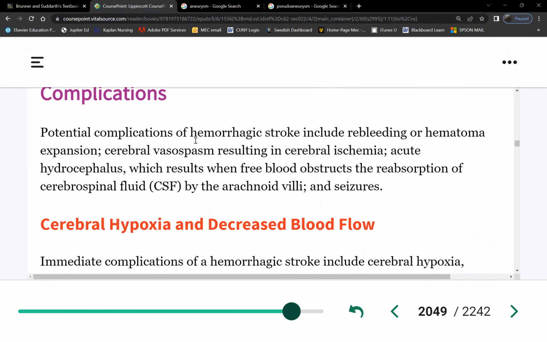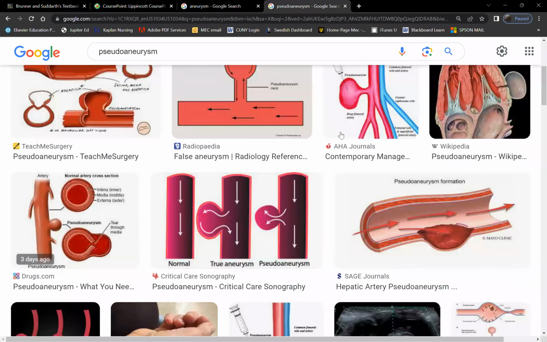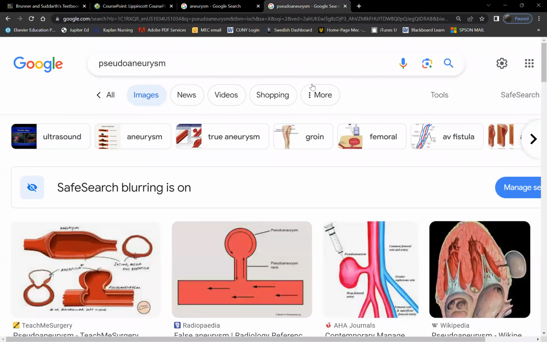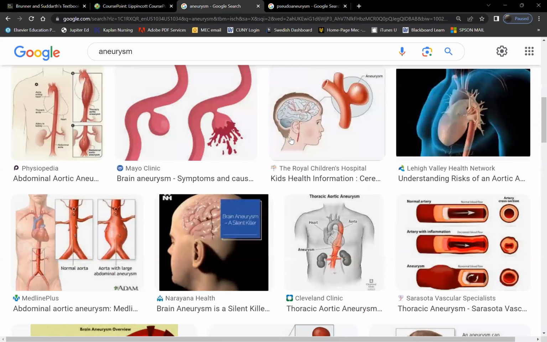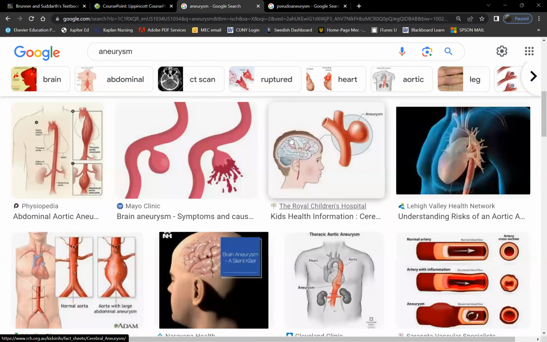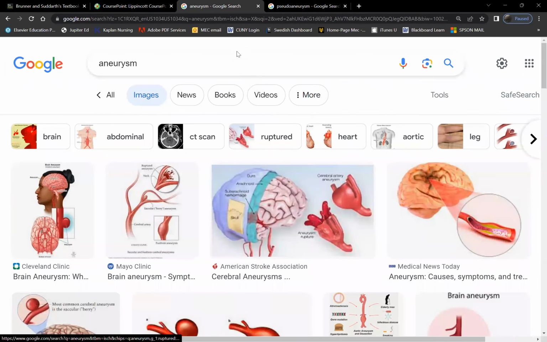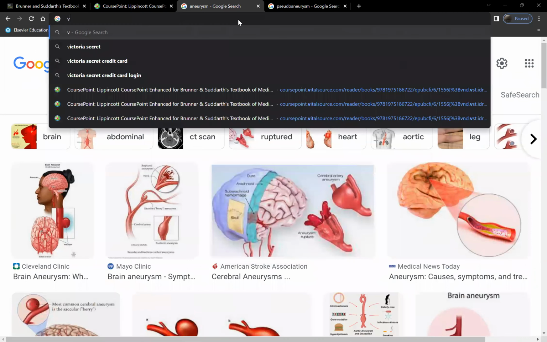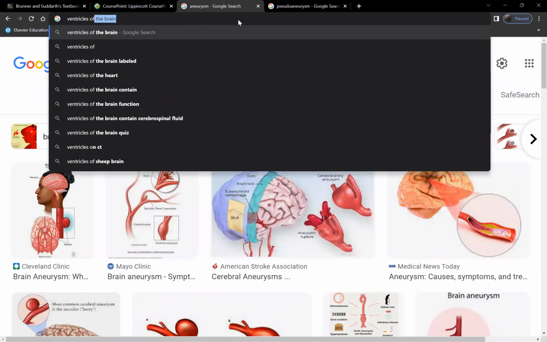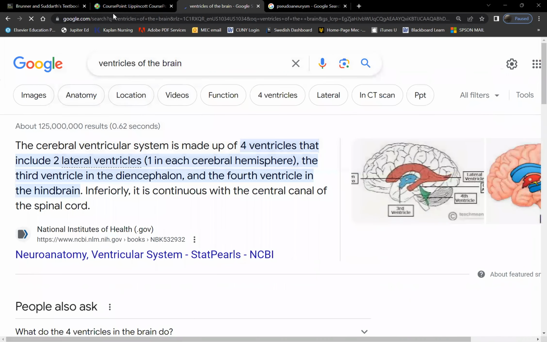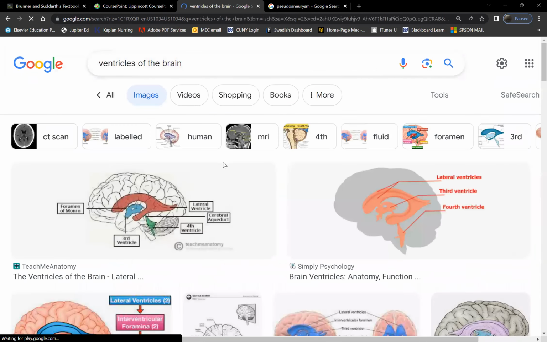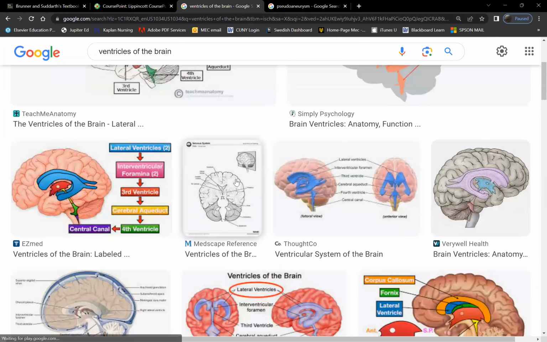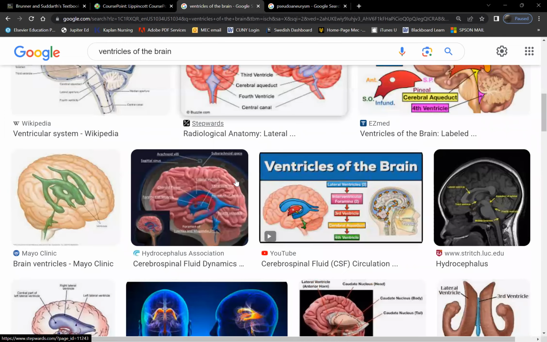Complications of hemorrhagic stroke. Of course, this will cause hydrocephalus. Now, let me explain why. Now, let's look at a brain right here. Let's look at one with ventricles right here.